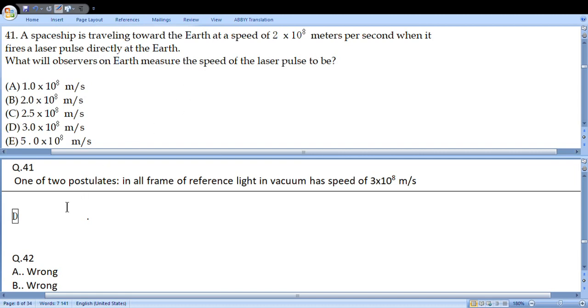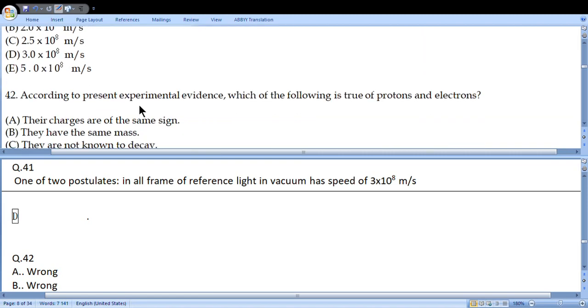So this is a tricky question, a very popular and very tricky question. One of the two postulates of the special theory of relativity: in all frames of reference, light in vacuum has a speed of 3 times 10 to the 8 meters per second. So you should memorize this number. This is a very important number and you should memorize it. So the answer is D.